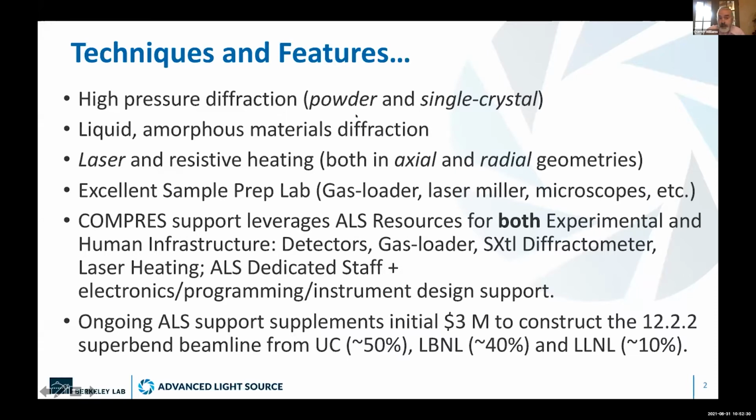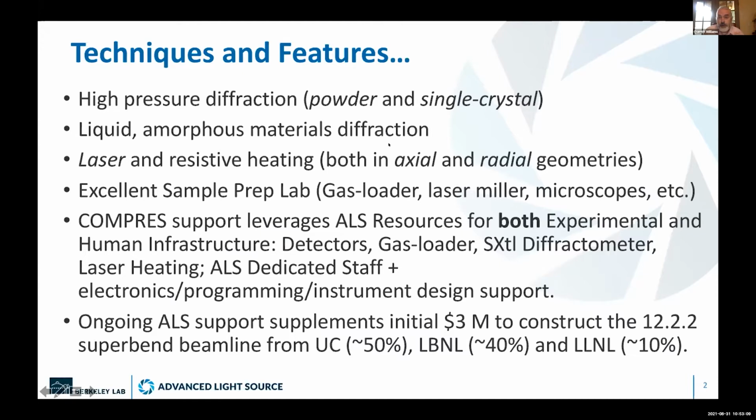We do laser and resistive heating, both in axial and radial geometries. I'll just remind you that radial geometries are critical for determining the viscous behavior and deformation mechanisms of materials at very high pressure. We're coupled with an excellent sample prep lab including gas loaders, laser millers, and extensive microscopes. One key aspect of this is that COMPRES support, over the last decade or so, has dramatically leveraged Advanced Light Source and Department of Energy resources for both experiments and human infrastructure.